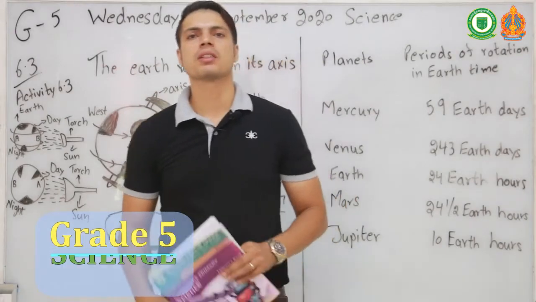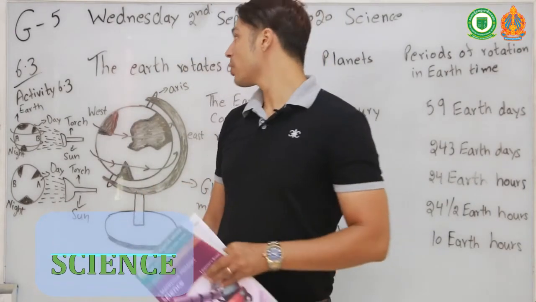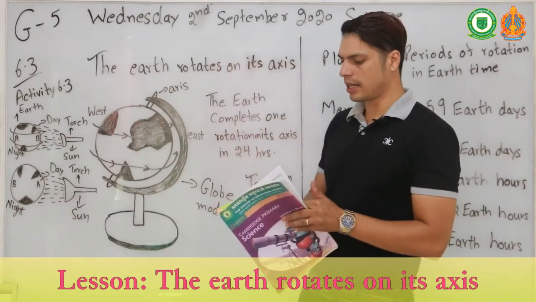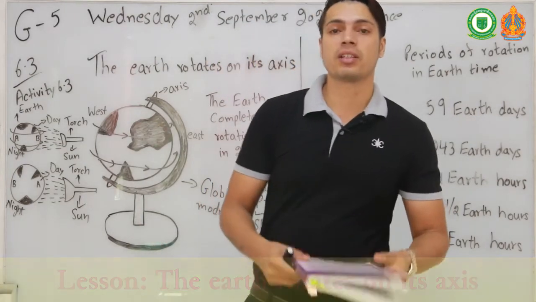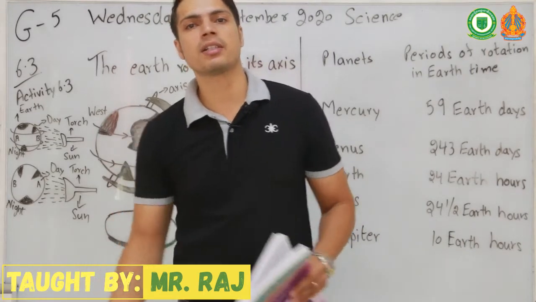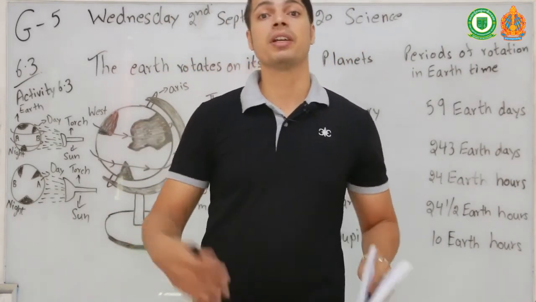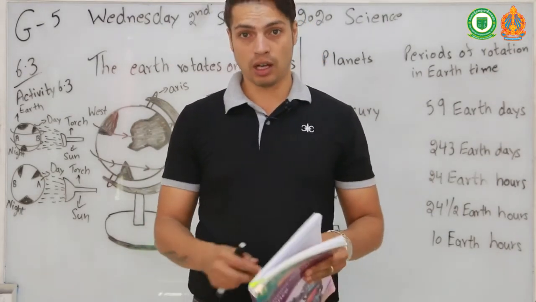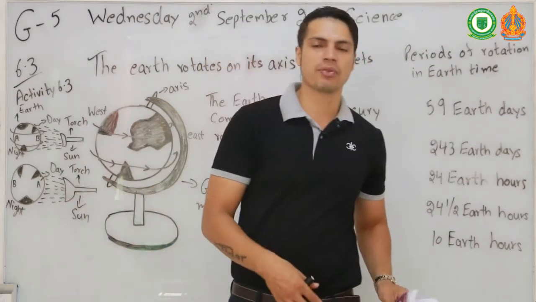Hello students, welcome back to our second video for today. Today we are learning about how the Earth rotates on its axis. So what does it mean, the Earth rotates on its axis? When Earth rotates on its axis, we see day and night, and it completes one rotation in 24 hours. That's why we see day and night in 24 hours.